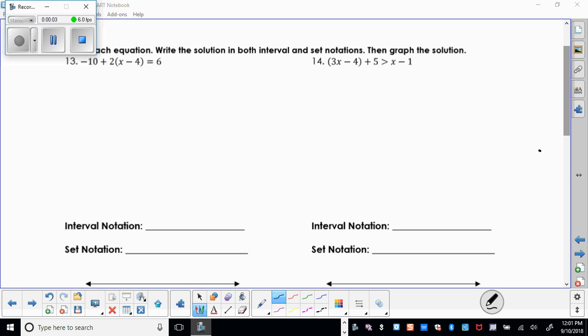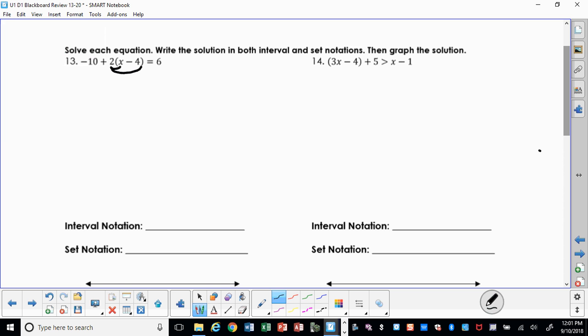Okay, so we're solving equations here. I'm going to notice that I have these parentheses. I'm going to get rid of the parentheses. So I bring down the negative 10. I'm going to distribute the 2. So 2x minus 8 equals 6.